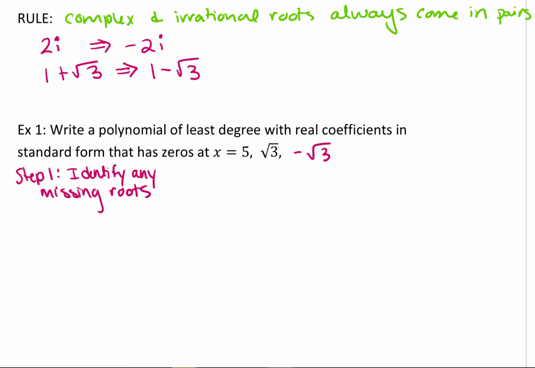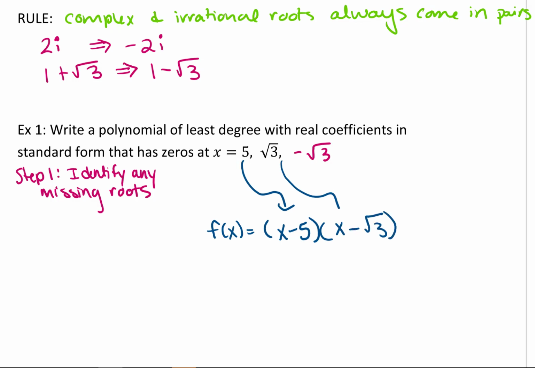So now that we have identified our missing root, which is negative root 3, we are going to do step 2, where we're going to create the factors. So I'm going to write f of x is equal to x minus 5, x minus root 3, and x plus root 3. So we have created factored form of a polynomial.